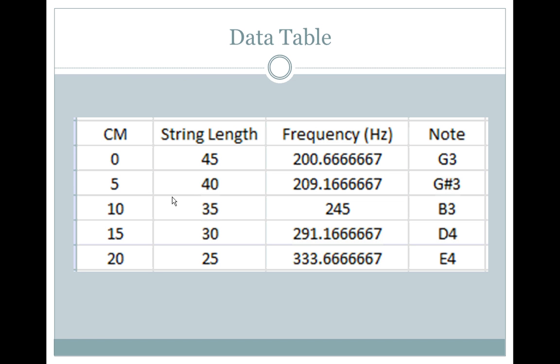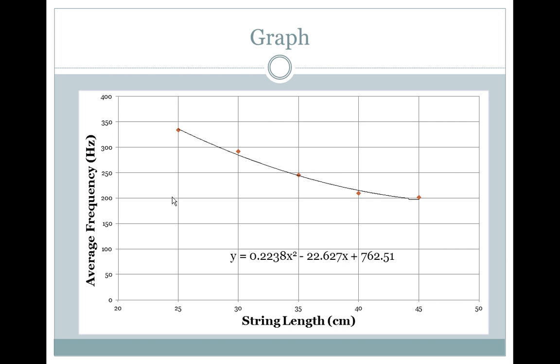There's a data table showing 0, 5, 10, 15, and 20 centimeters of the splitter, the actual string length, the frequency, and the musical note that it creates. This is the graph of it. It is polynomial and decreasing at a decreasing rate.